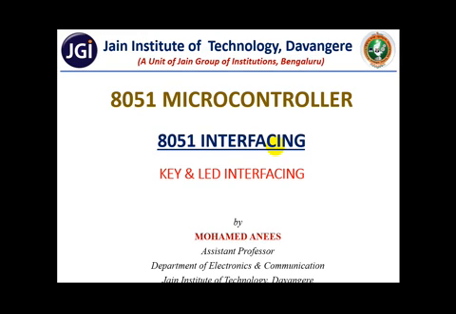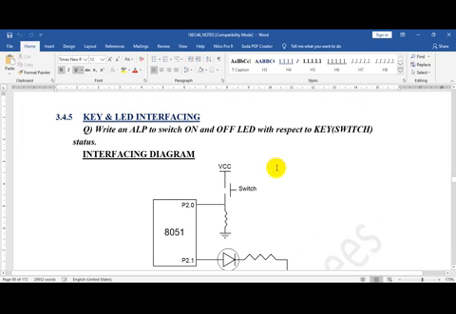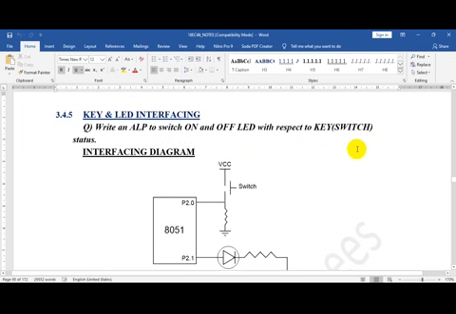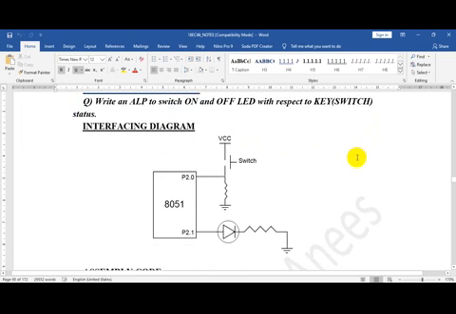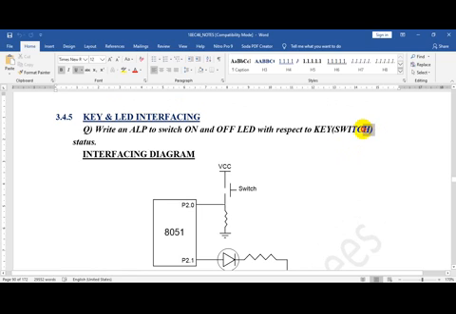In this video tutorial, we shall see how we can control an LED using a key. So the program is: write an ALP or a C program to switch on and off the LED with respect to key status. Meaning, when you press the key, the LED should be on, and when you release the key, the LED should be off. This is a very important program because this program is mentioned in the syllabus.